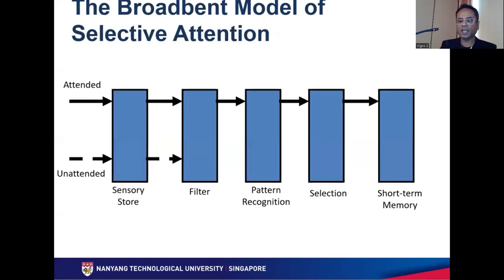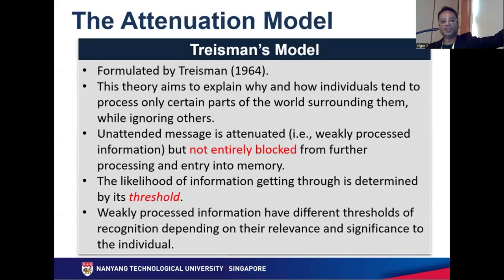So here's a pictorial example of Broadbent's model. What gets your attention, you can see, goes through your sensory store, filter, pattern recognition, all the way to the short-term memory. What you do not attend to gets blocked at the filter level. But this theory has changed. What has changed is Treisman's attenuation model.